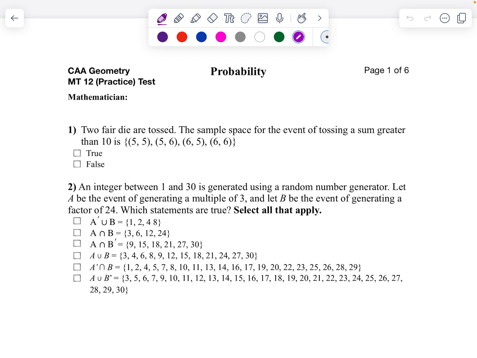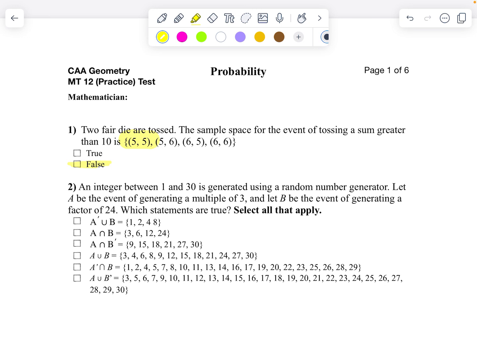On the first question, I want to know what's the sample space for getting a sum greater than 10? Well, first off, 5 and 5, is that greater than 10? No, it's not. So that one is going to be false. If we didn't have 5 and 5, I think it would be true then, wouldn't it? 5 and 6, 6 and 5, and 6 and 6.